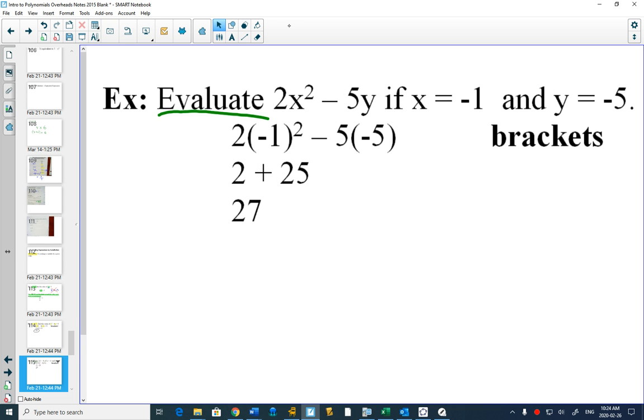One more example to look at. This one, we've got a value for x, which I'm going to highlight in yellow. That means wherever there's an x, that's getting replaced by -1. And we have a value for y, which I'm going to highlight in green. Wherever we have a y, that's going to get replaced with -5.